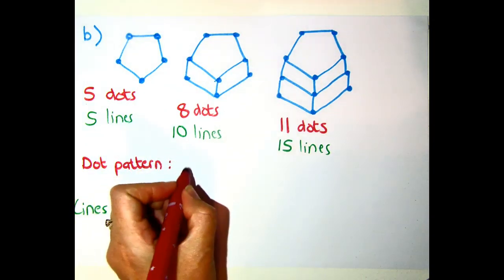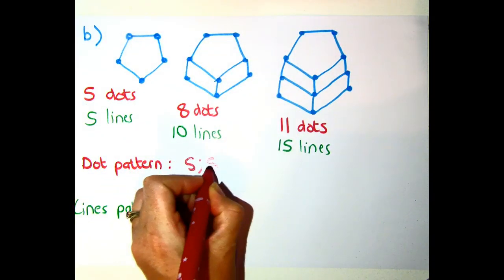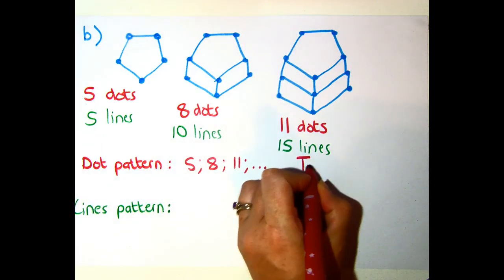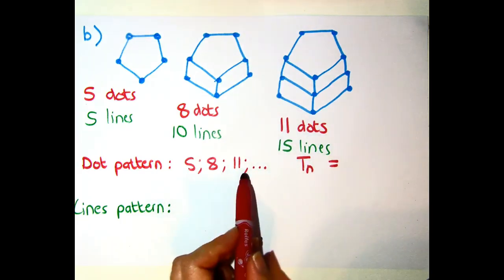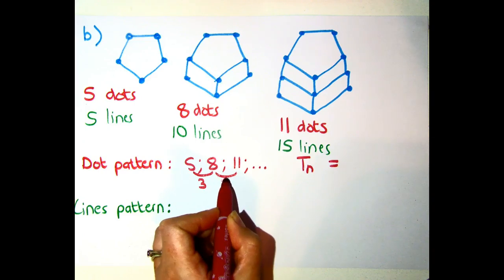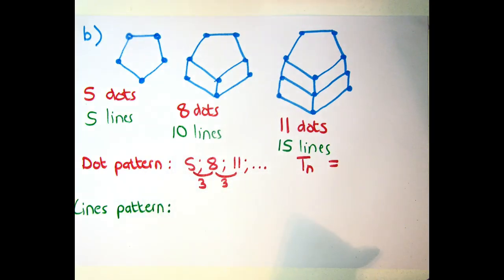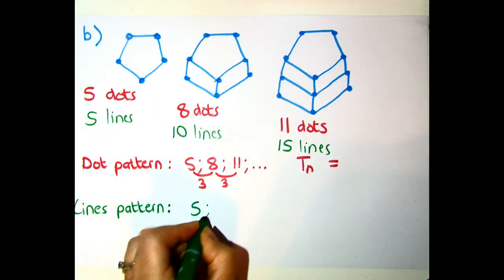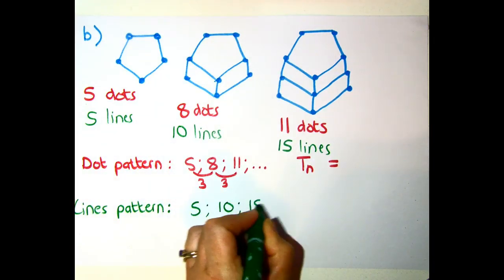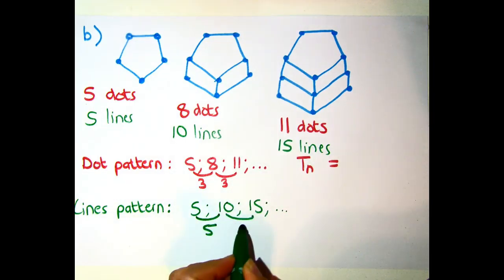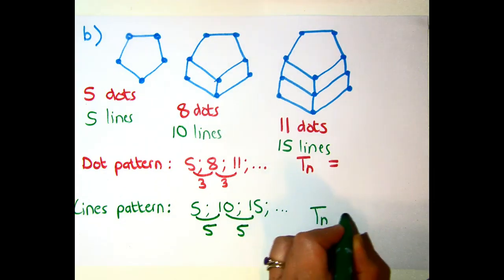Then I'm just going to write that as it is. So I'm going to say that's 5, 8, 11. Okay, and I can find a Tn for that, if it's going up in a linear way, which it is, because that's going up by 3 and that's going up by 3. So we can assume the rest of it will. And then for the lines pattern, I'm going to have 5, 10, 15. That's quite simple. You can see it's basically multiples of 5, but just to be certain, I'm going to check the common difference, and it is 5. So that can also have a Tn.